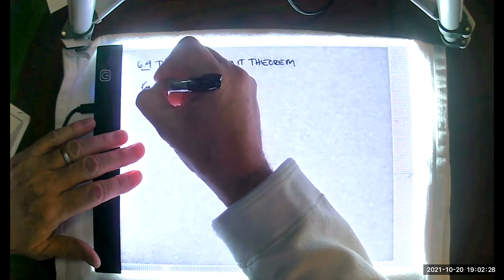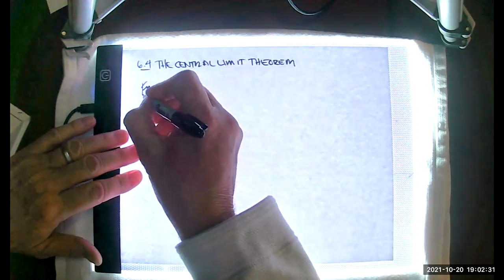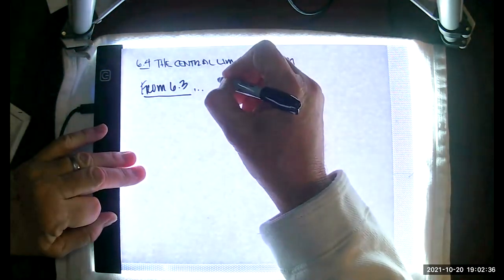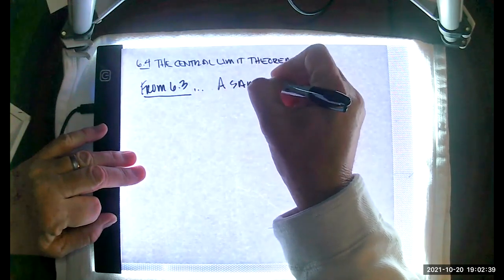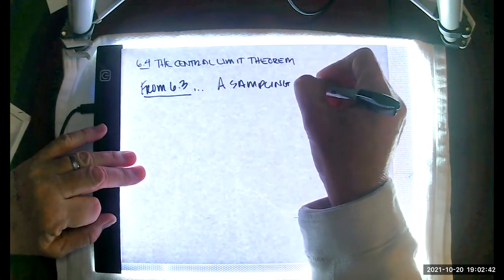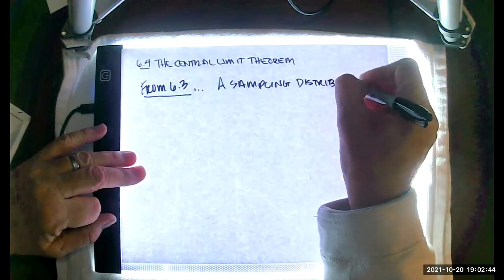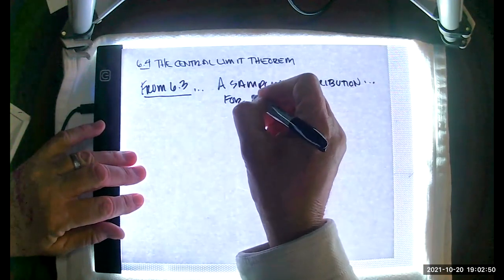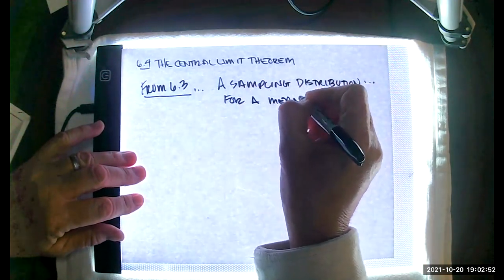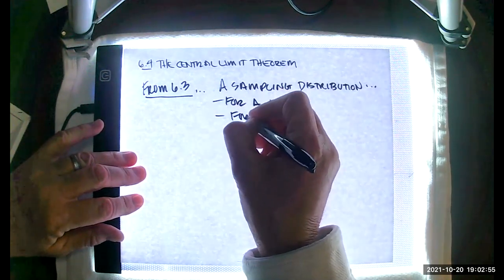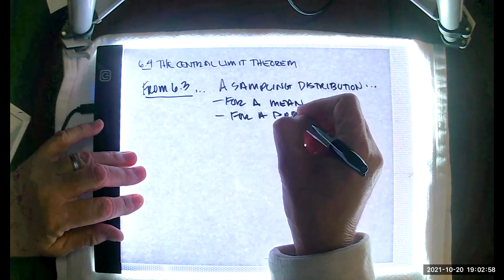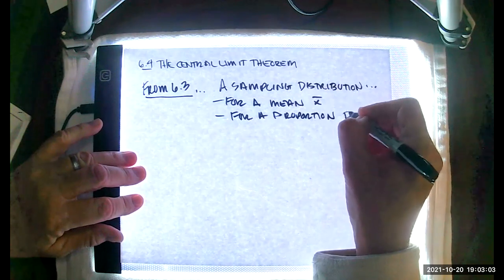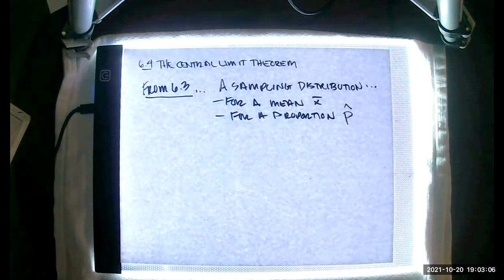From 6.3, we developed the notion of a sampling distribution. And I looked at two of them. We looked at sampling distributions for a mean and for a proportion. That mean is X bar, that proportion is P hat.